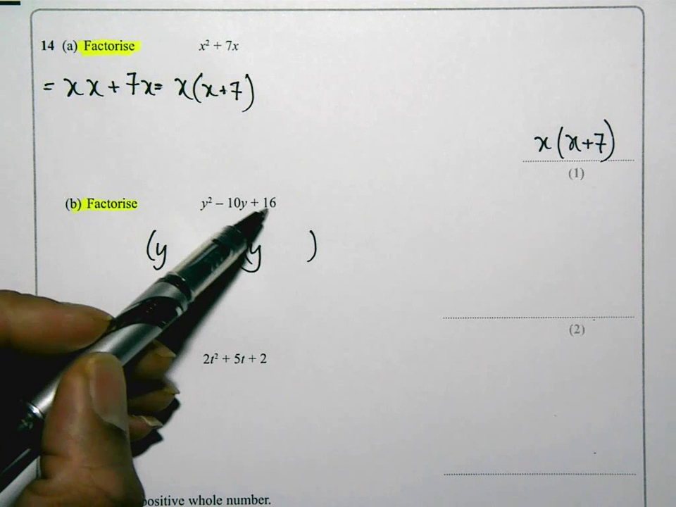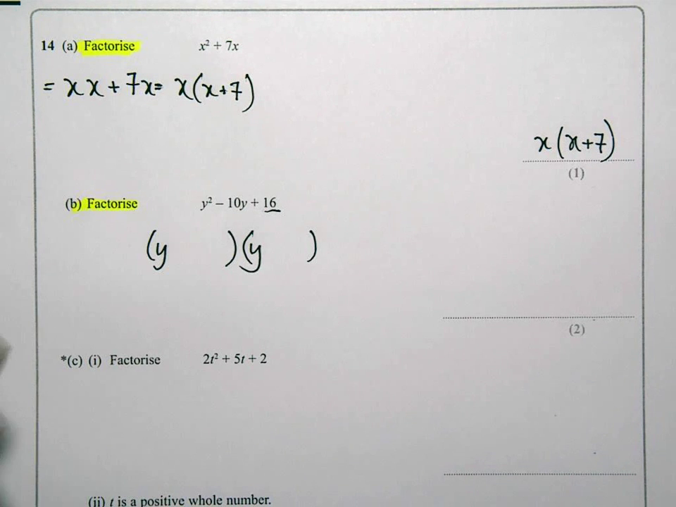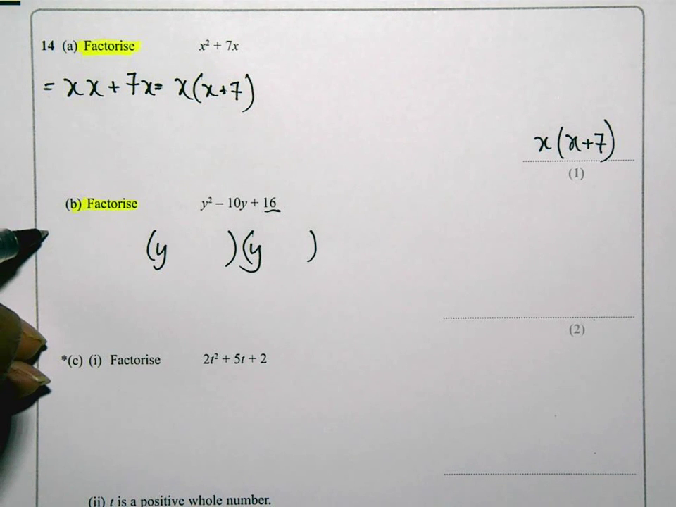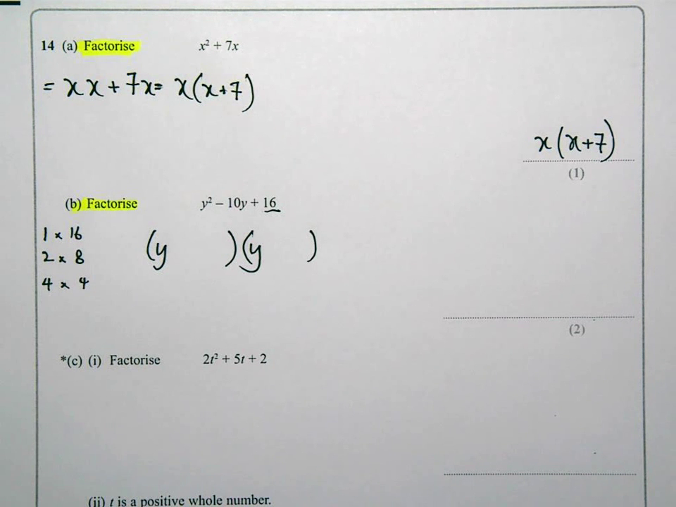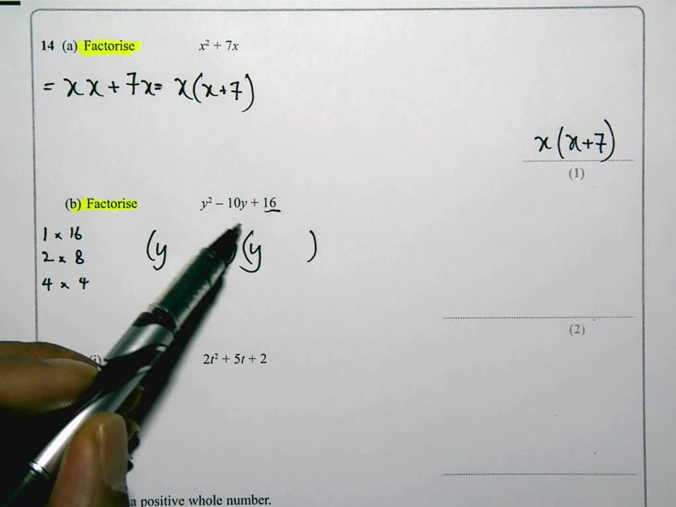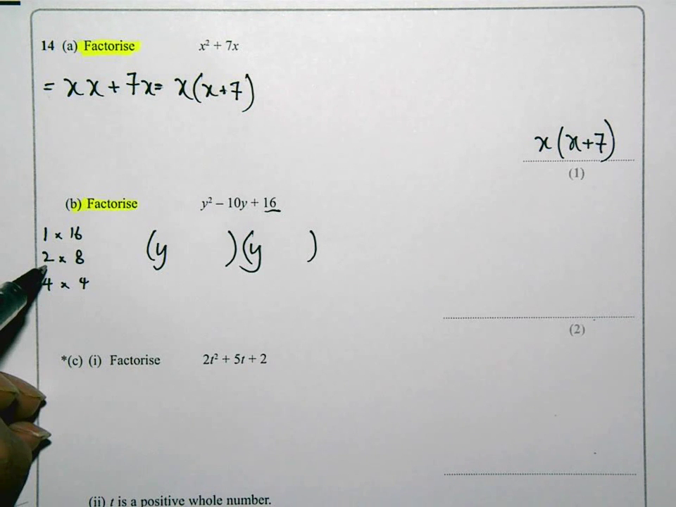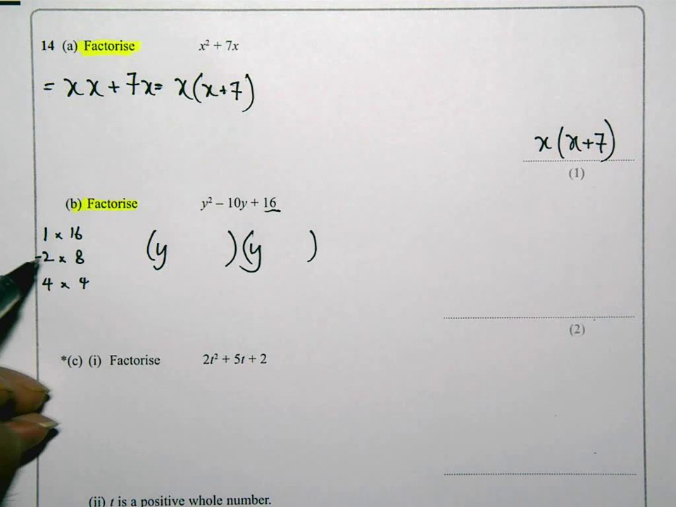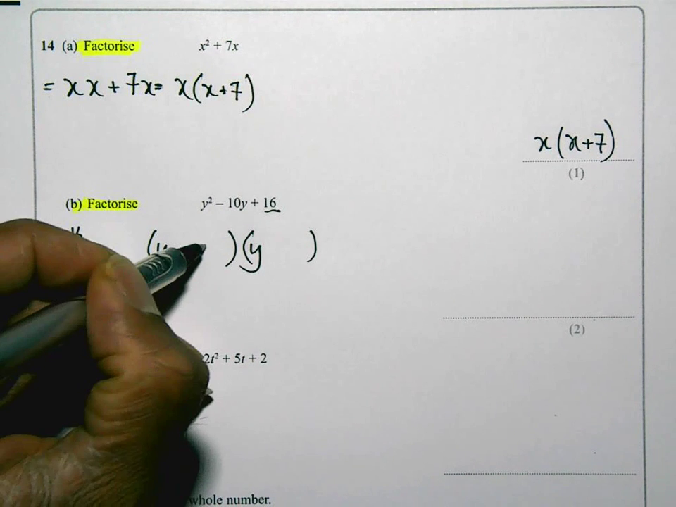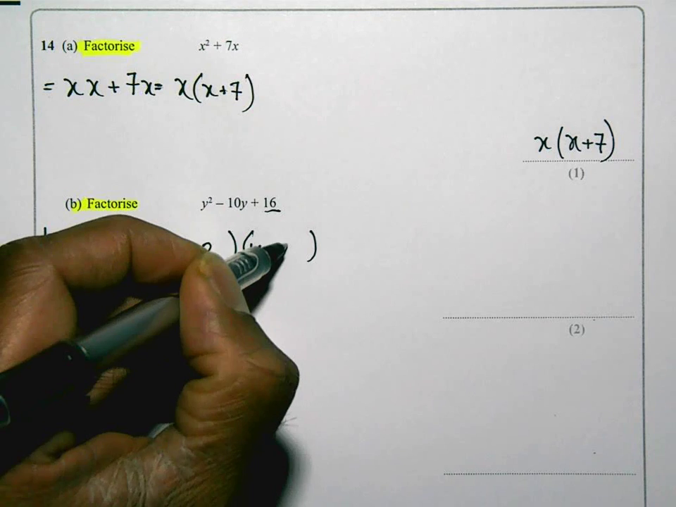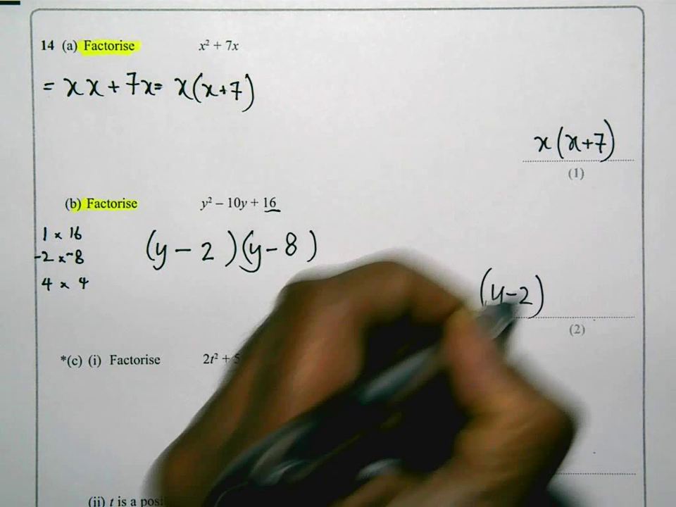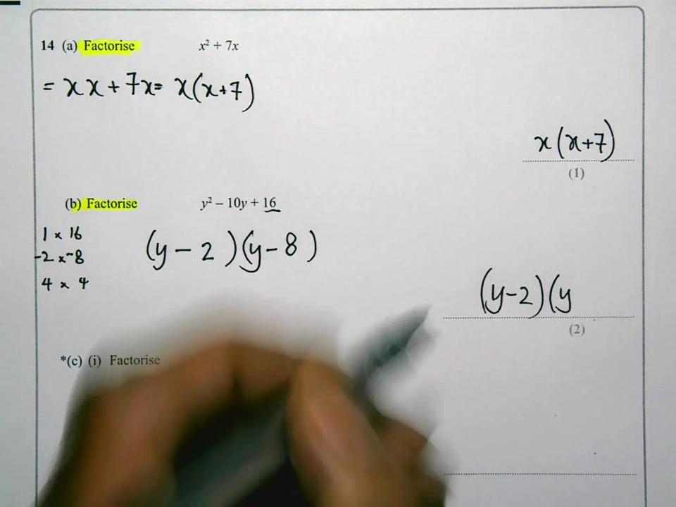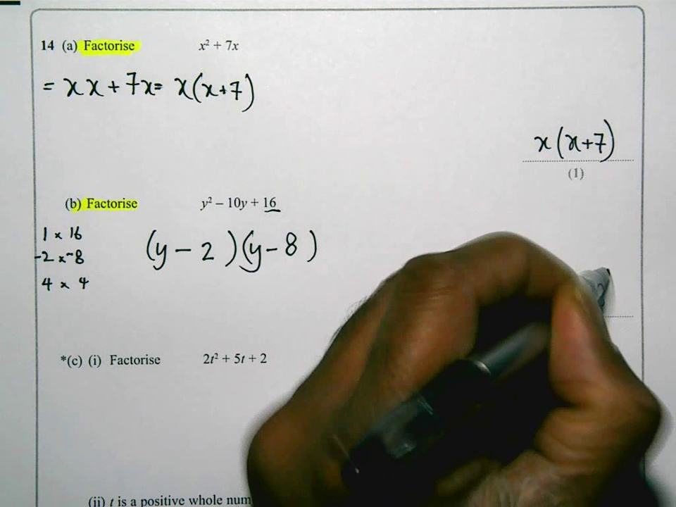I need two numbers that are going to times together to give me 16, right? So think about all possible pairs that you can get. 1 times 16, 2 times 8, 4 times 4, and that's it. Now, which pairs of these could combine to give you minus 10? Well, 2 plus 8 is 10, and if it was minus 2 and minus 8, that would be minus 10. So that's going to be my answer, y minus 2 and y minus 8.